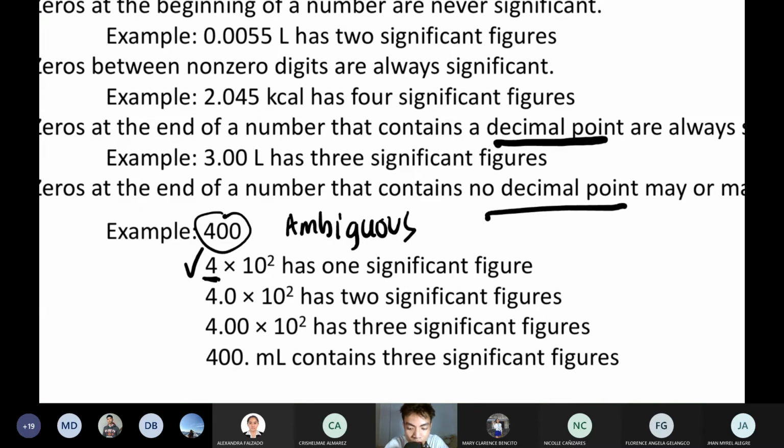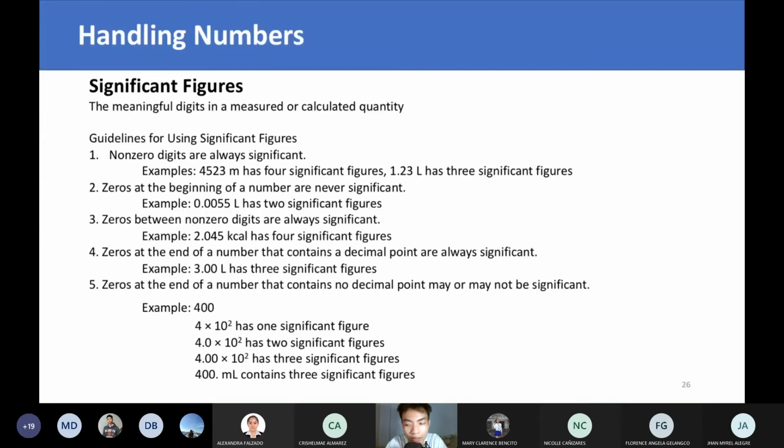So 4 times 10 raised to 2, since 4 lang yung number sa coefficient, 1 sig fig lang yan. 4.0 times 10 raised to 2, that is also 400, pero 2 sig fig yan. And 4.00 times 10 raised to 2 has 3 significant figures because of the decimal point. And lastly, pwede mo naman gawin, yung 400, lagyan mo ng tuldok sa dulo. Basta may decimal point, any zeros at the end of your non-zero digit ay significant na. Basta may tuldok.